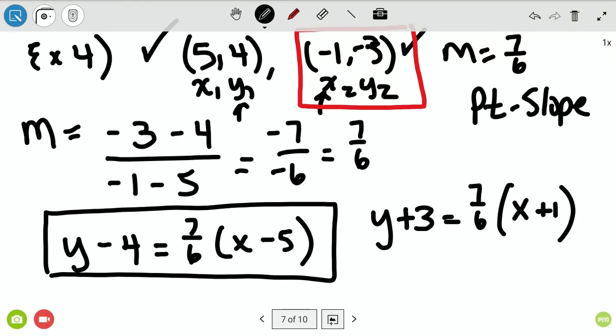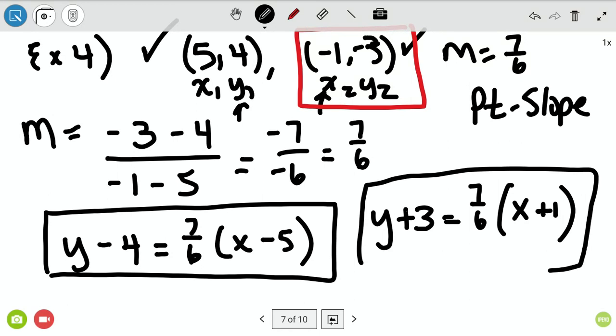Is that also point-slope form? It is. Both of these are correct, okay? If you're given 2 points and you have a slope, then you can either write it given point 1 or given point 2. Both of these are correct answers, okay?